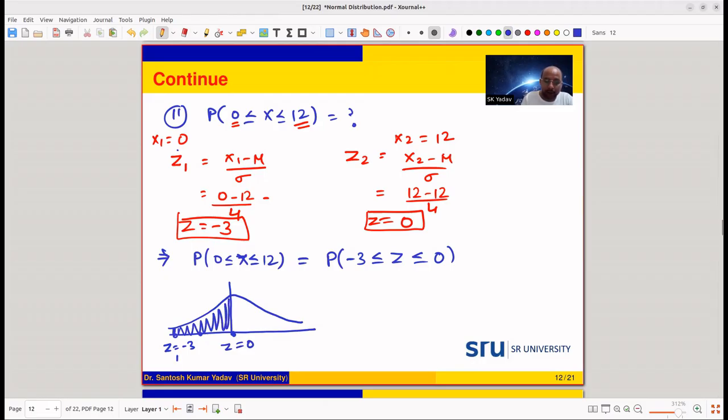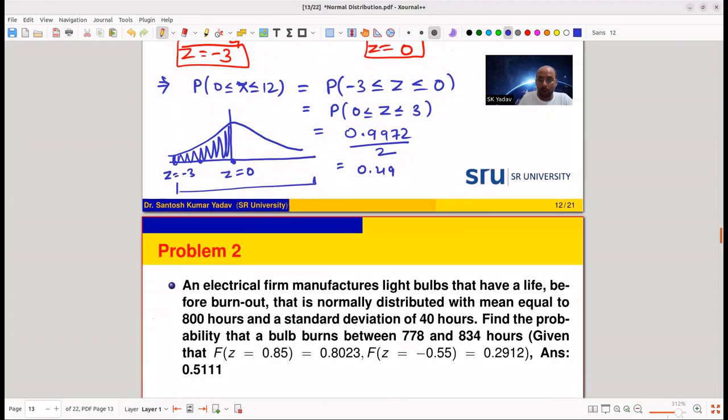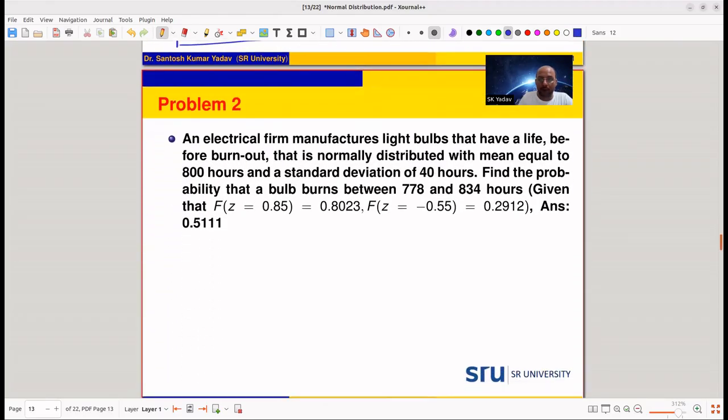And we have seen that from minus 3 to 3, the area was around 99.73%. So this will be the same as p of 0 less than z less or equal to 3, and this can be written as 0.9973 by 2, which is equal to 0.49. So this is half of the 3 sigma. This is how you can compute the required probability in the problem. So let us come to the second problem here.